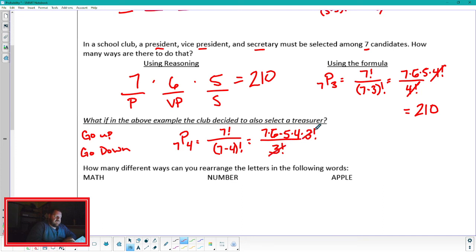The 3 factorials cancel. And in fact, there's 4 times as many options on this. So if you said go up, you were right, because the denominator got smaller by a factor of 4. So multiplying this by 4, I get 840.